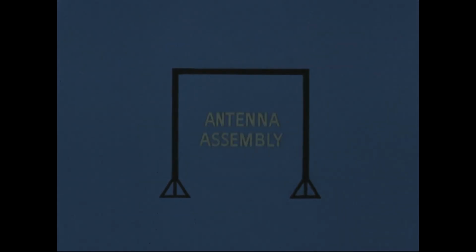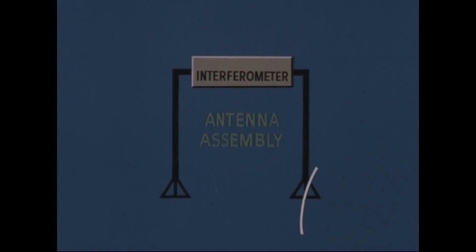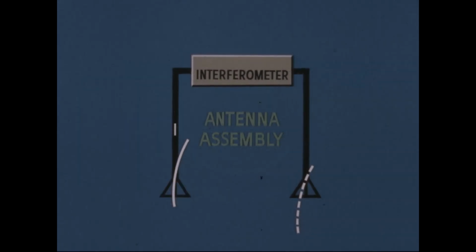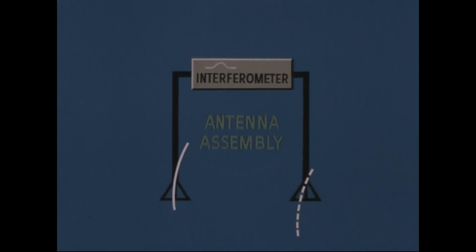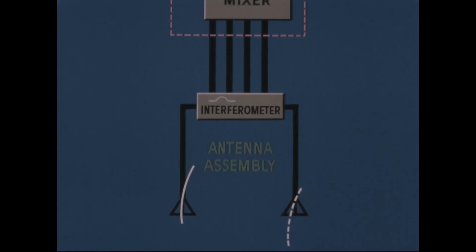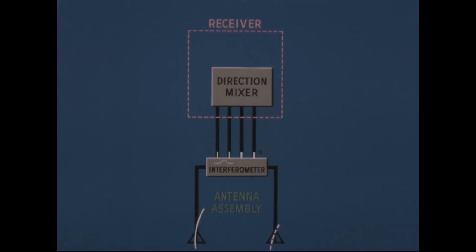Here is the antenna assembly that receives the pulse. It is divided into two identical antennas connected by a waveguide and includes an interferometer. Due to the direction of arrival of this pulse, it reaches one antenna before the other. The time delay from when the first antenna picks up the pulse to when the second antenna picks it up establishes a position of null in the interferometer. The position of the null varies the strength of the pulses along four probes from the interferometer to the direction mixer. This variation in pulse strength tells the direction from which the signal arrived.